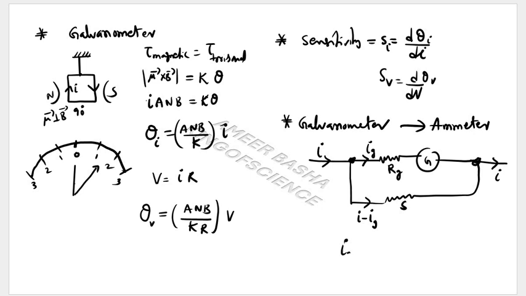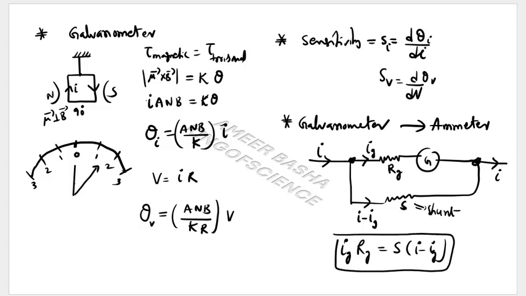I can write Ig into Rg is equal to shunt resistance into I minus Ig. A shunt resistance means a small resistance we connect across the galvanometer. This is the conversion of a galvanometer into an ammeter. With the help of this I can calculate, for the amount of current we need to measure, what shunt we need to connect.